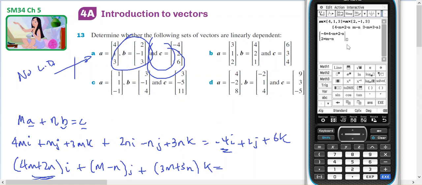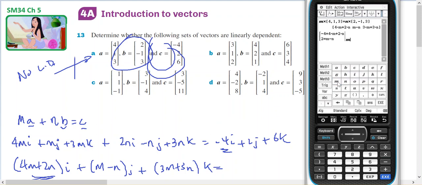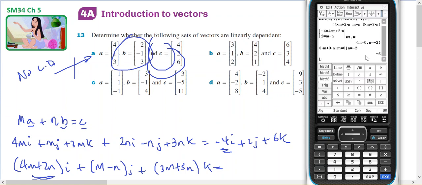If I solve this for M and N, not a coincidence, I've got the same two answers. And if I test that for the third equation, given M equals 0, given N equals negative 2, I get an answer of negative 6, and that doesn't equal 6. Therefore, they're not linearly dependent.